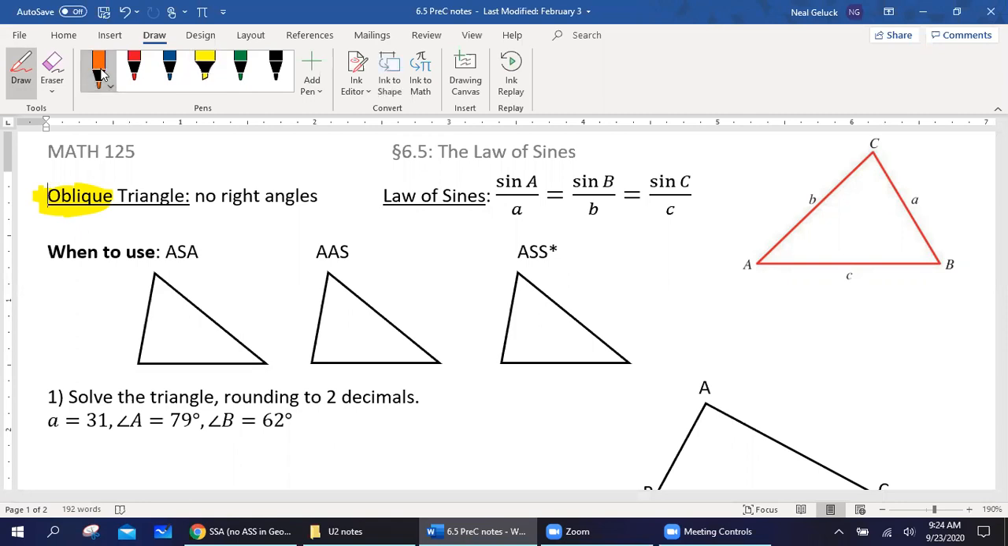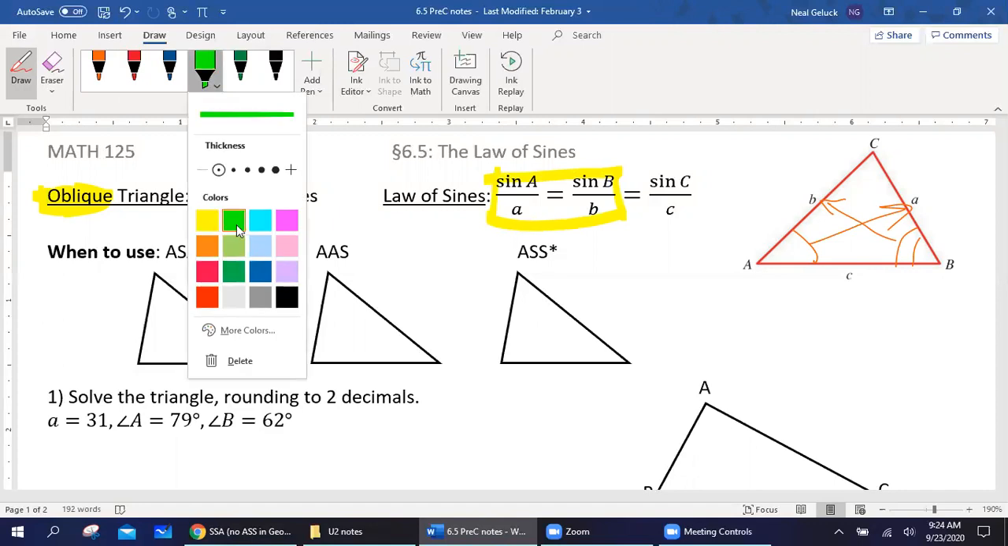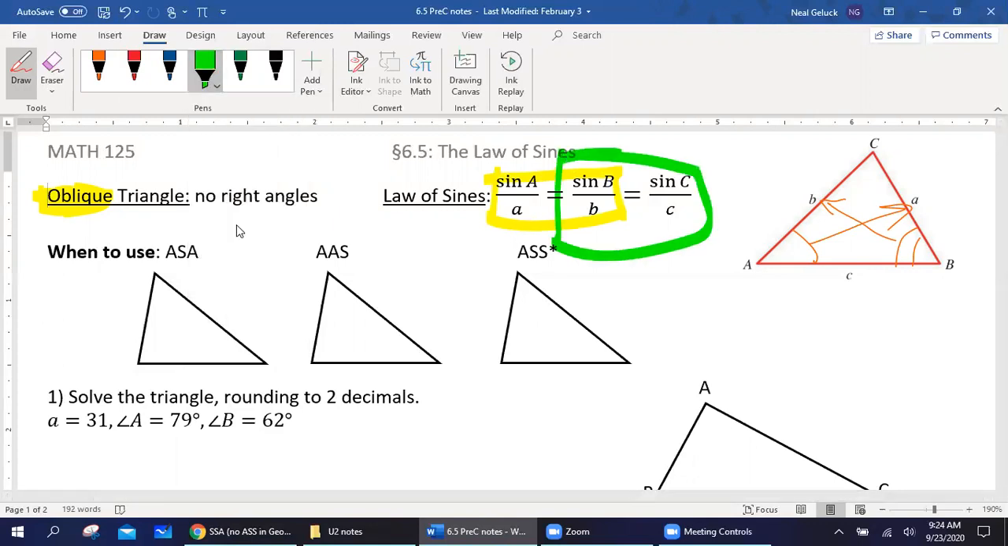So law of sines is actually fairly simple. It's the sine of the angle over the side opposite. So sine A over side A is equivalent to sine of B over side B, etc. You're going to use basically two of these three to set up a proportion and solve. So it might be that you do these ones, or it might be that you do those ones, something like that.